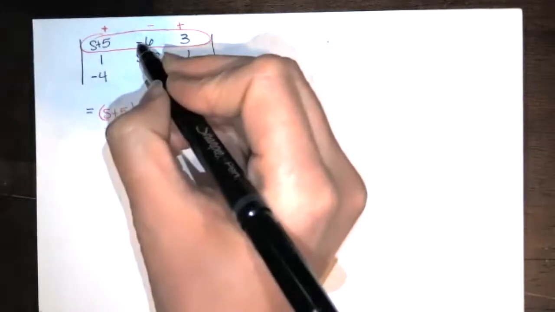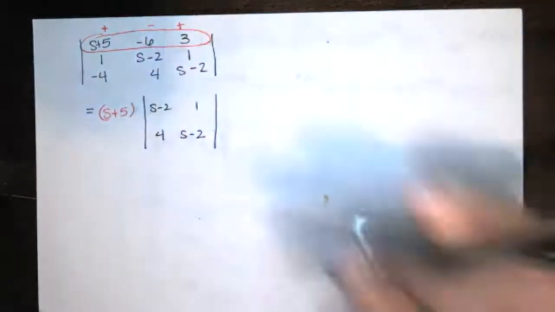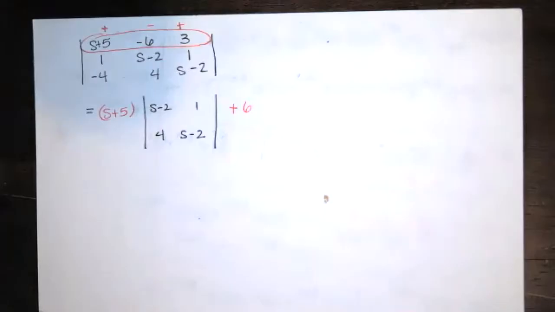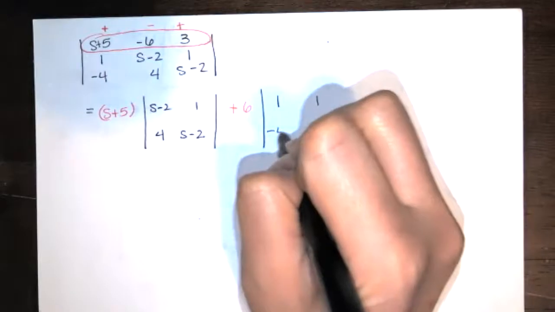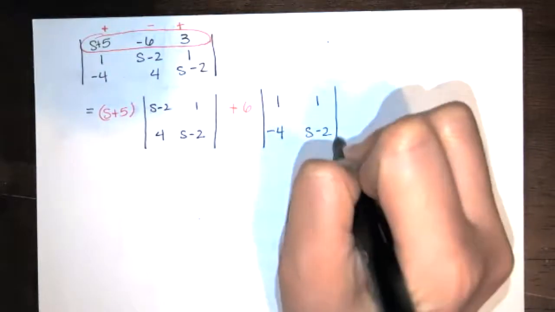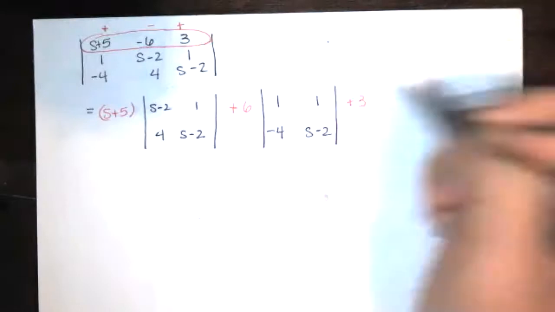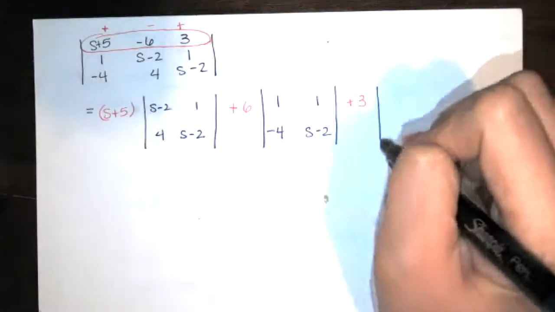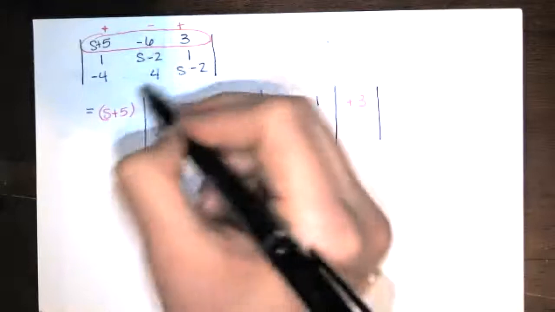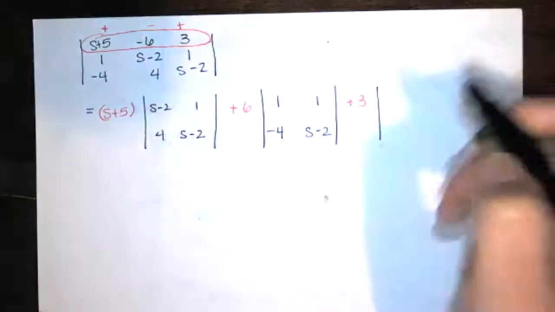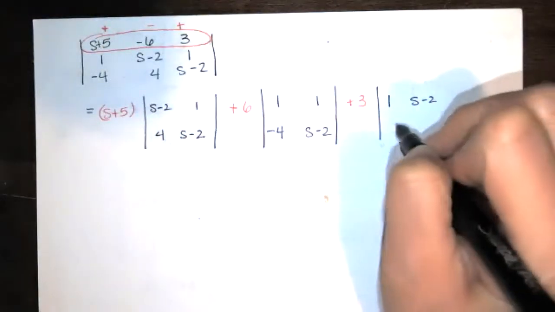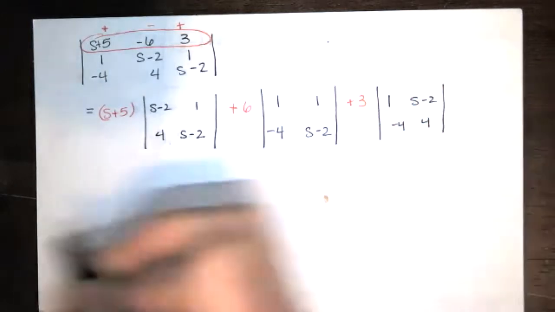And then we're subtracting a -6. So that's going to be adding 6. And then we cross out the row and column containing that -6. So we'll have a 1 and a 1 in the top row, and a -4 and an s minus 2 in the second row. And then we add 3 times the 2 by 2 determinant that comes from right here, crossing out that row and that column. So we'll have a 1, an s minus 2, a -4, and a 4.